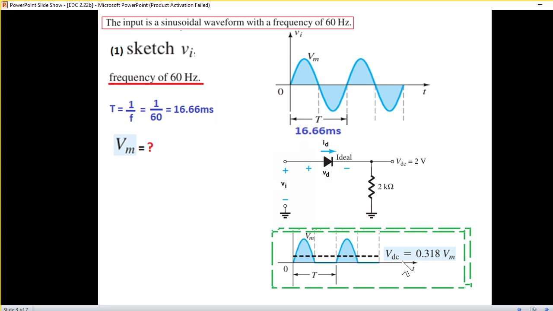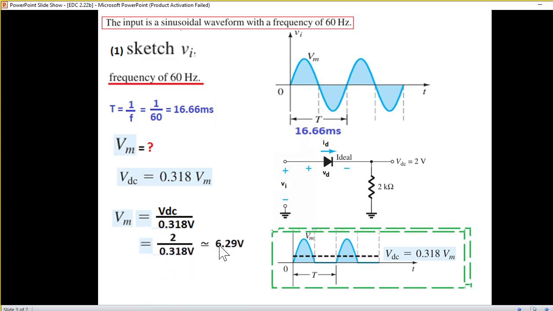And the formula for this half-wave rectifier is that VDC is 0.318 V maximum. So using this formula, we'll find V maximum. From here, Vm is VDC over 0.318. VDC is 2 volt. So V maximum will be 6.29 volt. So this is our complete input signal, the sketch of the V input.